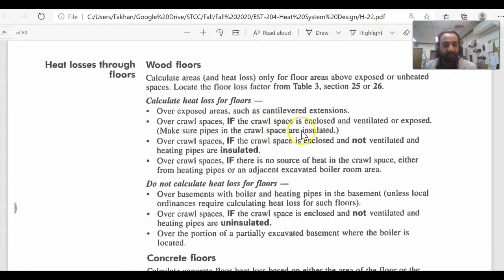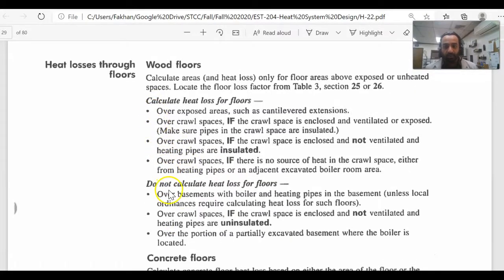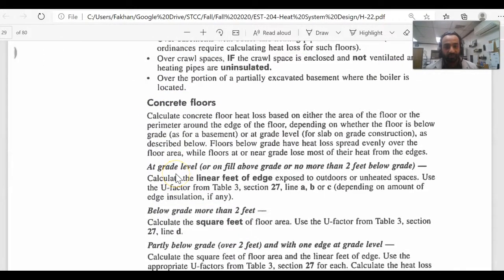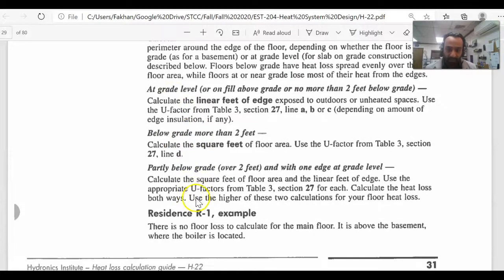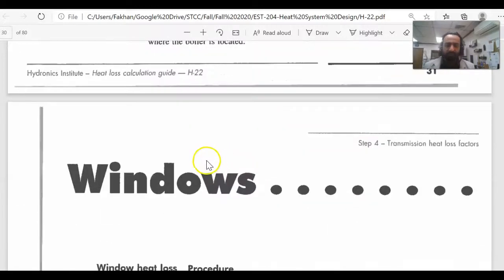Crawl space, if the crawl space is enclosed and ventilated or exposed, make sure the pipes in the crawl space are also insulated. That means really cold. Over crawl space, if the crawl space is enclosed but not ventilated and heating pipes are insulated. So these are all going to be part of the heat loss, and the temperature will be as if it was outside. So this is when do we calculate the heat loss, or when do we not do that? Concrete floor, they have a different heat loss to the floor, and here are the cases. So go over them if you're going to heat the basement.